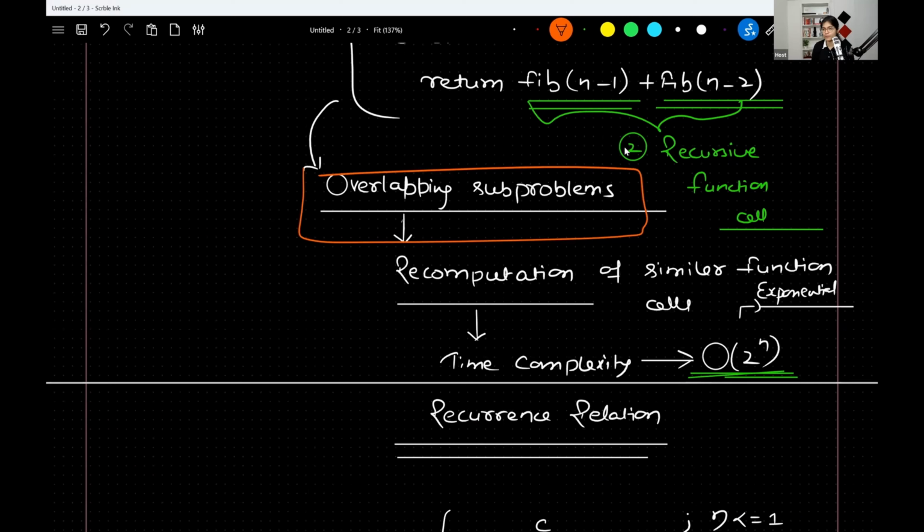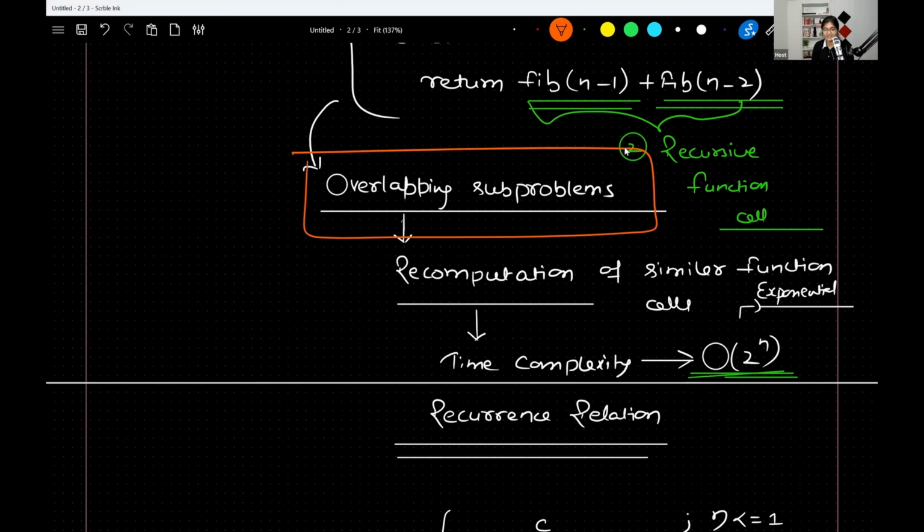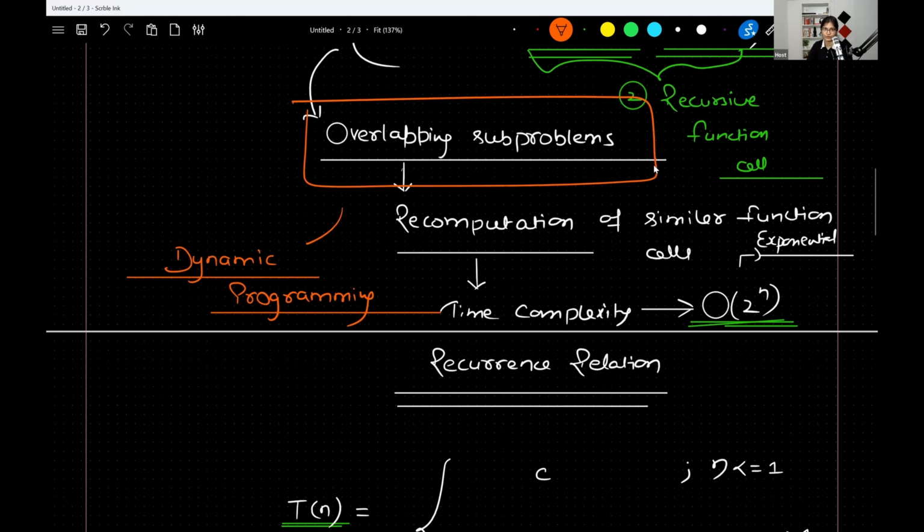That's why, in order to avoid this problem, we have a separate algorithm, which we will discuss in our future classes, called dynamic programming. Dynamic programming. We will discuss that in a later part, but I hope it is clear to everyone.